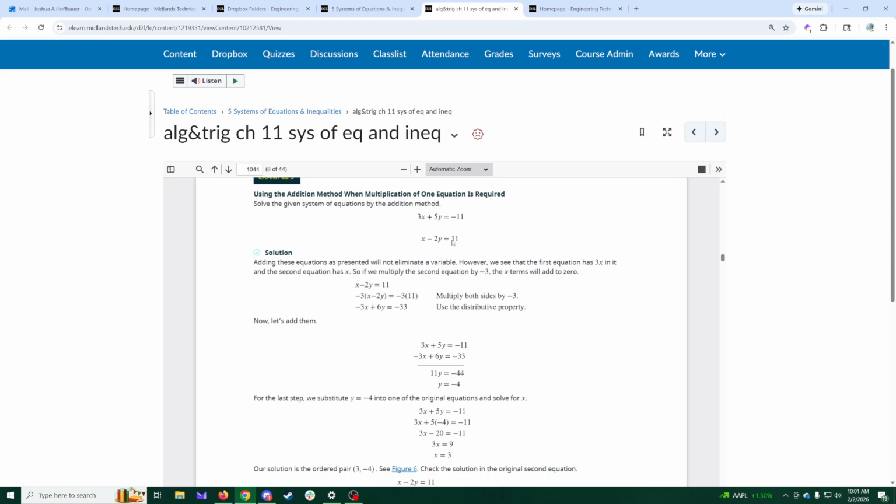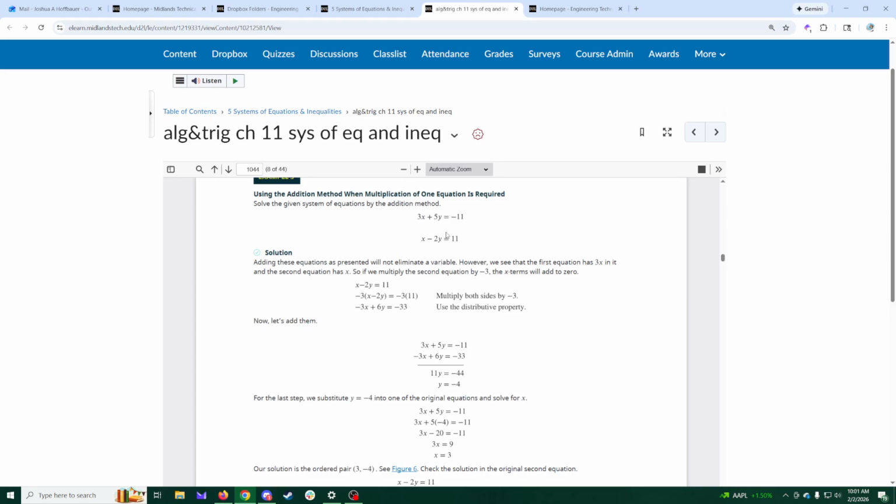It won't always be so neat when you're asked to use the addition method. For example, if you were asked to use the addition method to solve this system of equations, 3x plus 5y equals negative 11, and the second one, x minus 2y equals 11. If you just added these together as they are, nothing would cancel out. 3x plus x is 4x, 5y minus 2y is 3y. None of those cancel out. You'd still have an equation with an x and a y in it.